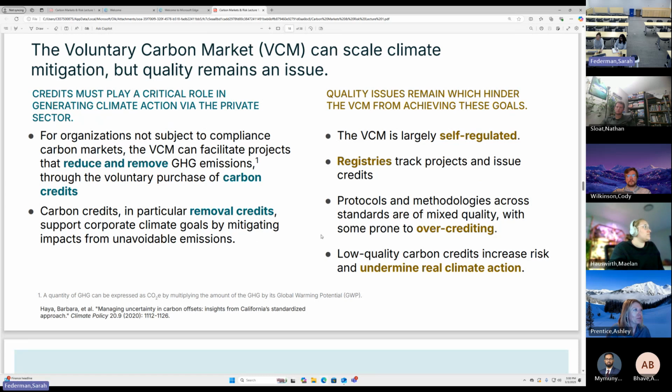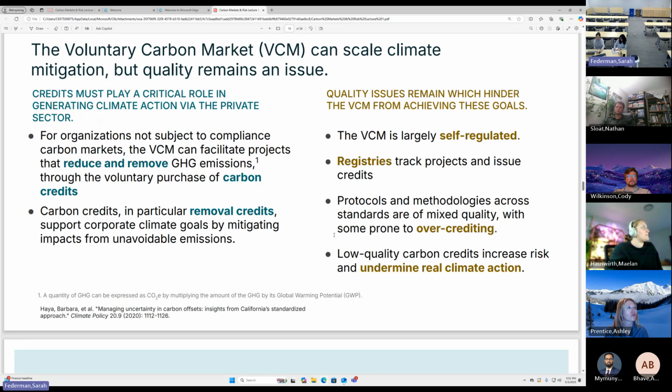As we were talking about, and as we'll get into more, these protocols and methodologies, there are many of them, and they are of mixed quality, and some of them can allow projects to overcredit, among other issues. So you really have to be careful about what protocol you're buying from. What I tell buyers is, regardless of protocol, any project can be high quality, but we really think of the protocol as the quality floor. So what are they doing on top of that protocol to ensure credibility?